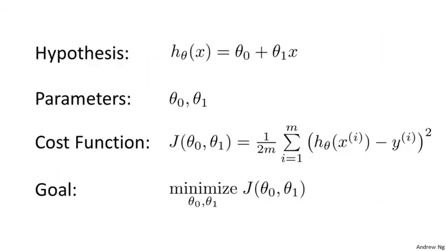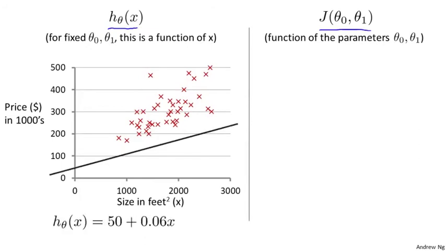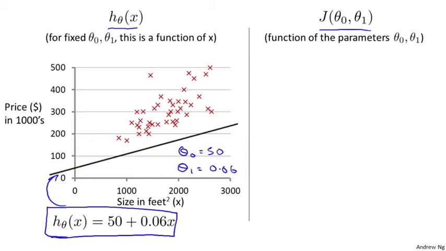Here's our problem formulation as usual, with the hypothesis, parameters, cost function, and our optimization objective. Unlike the last video, I'm going to keep both of my parameters theta 0 and theta 1 as we generate our visualizations for the cost function. So, same as last time, we want to understand the hypothesis h and the cost function j. So here's my training set of housing prices. And let's pick some hypothesis, like that one. This is not a particularly good hypothesis, but if I set theta 0 equals 50 and theta 1 equals 0.06, then I end up with this hypothesis down here, and that corresponds to that straight line.